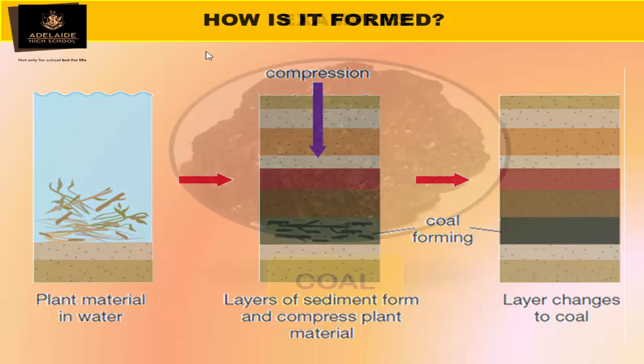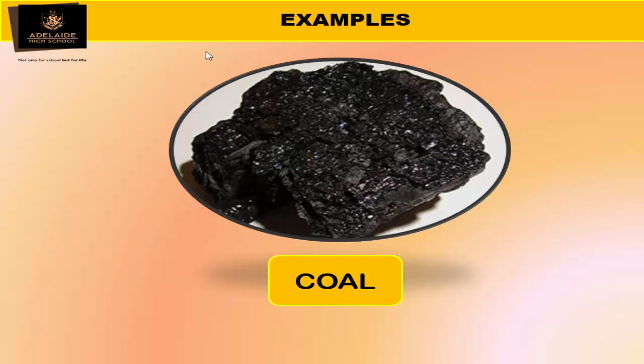Now let's have a look at examples. Coal is an example, but you won't be able to see coal in the laboratory here. You have to see it when you're doing a barbecue, for example. Those charcoals that you have are actually made out of coal, but this is a raw form. The example you see here is a raw and fresh form.